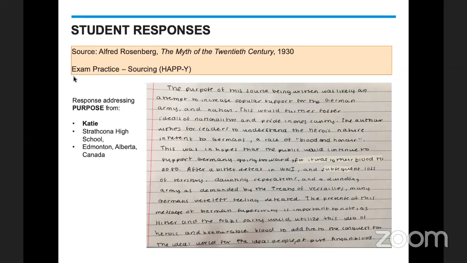After a bitter defeat in World War I and subsequent loss of territory, reparations and a dwindling army as demanded by the Treaty of Versailles, many Germans were left feeling defeated. The presence of this message of German superiority is important to note, as Hitler and the Nazi Party would utilize this idea of heroic and honorable blood to add fire to the conquest for the ideal world for the ideal people of pure Aryan blood. So really, really rich response there from Katie about the purpose of the source.